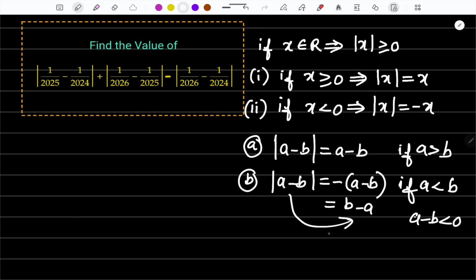Here you can observe they have interchanged. a minus b you are getting as b minus a, because a is less than b. Okay. When a is less than b, they are interchanged. When a is greater than b, you are getting it as it is, like a minus b. This is the concept we are going to use here.